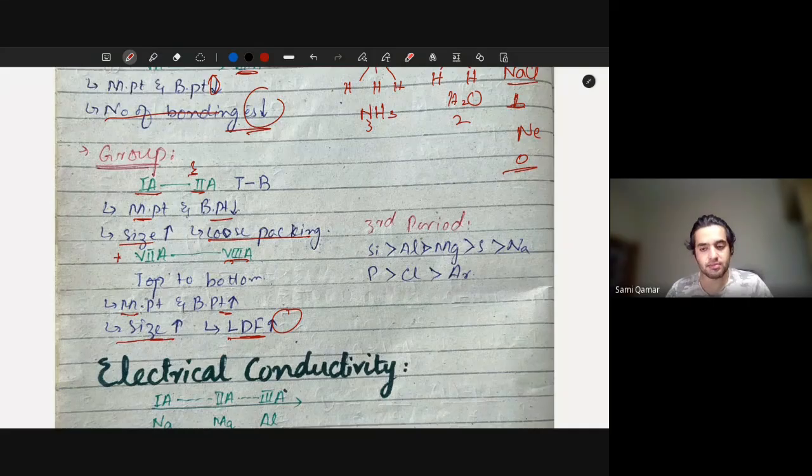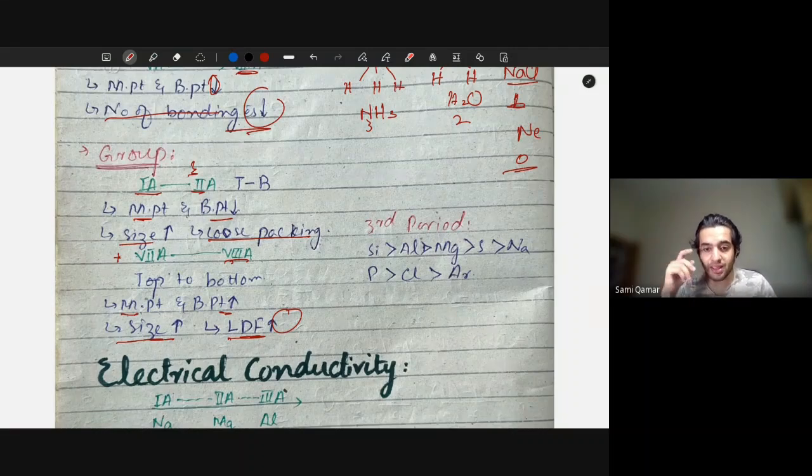Polarity increases? No, polarity does not increase. What will happen is, remember this, I told you, P block is more electronegative, right? P block is more electronegative. S block is more electropositive. What does that mean? They are metals, right? While the halogens and noble gases are our electronegative elements. So they have got more electronegativity as compared to S block.